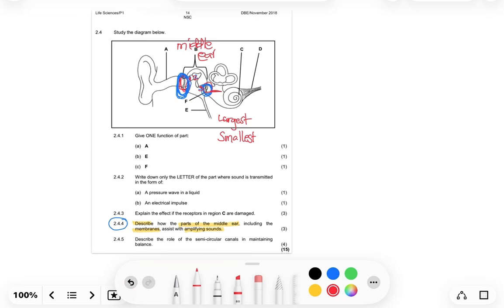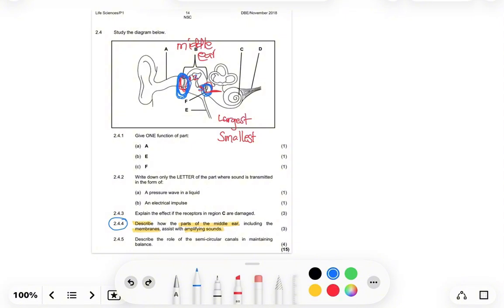It means that the vibrations are going to be concentrated, right? And they are therefore going to be amplified by virtue of being concentrated. So it's from a large tympanic membrane to a small oval window through the ossicles, thus concentrating the vibrations and amplifying them. So now let's answer question 2.